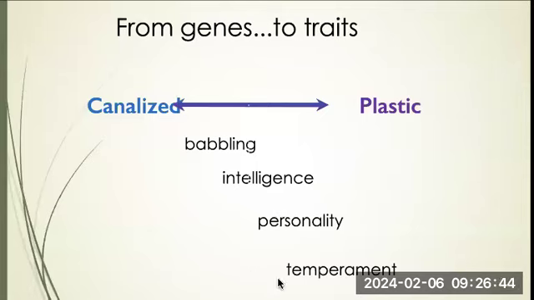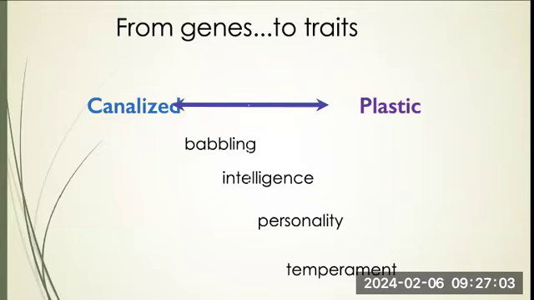So these are just examples of traits that are plastic, meaning very changeable by nurture, and others that are canalized, meaning it's pretty much a set pattern of what is going to develop in the person. Any questions about this one?